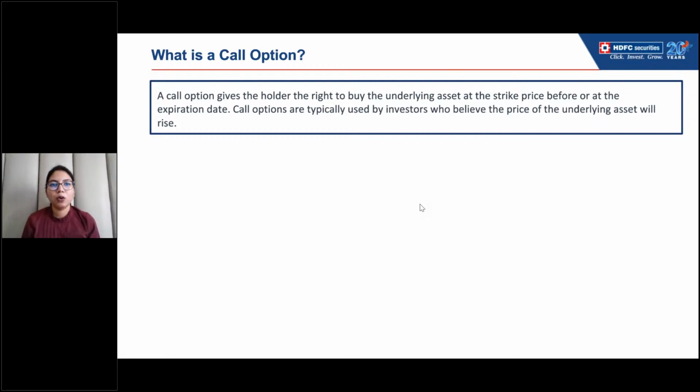A call option gives the holder the right to buy the underlying asset at the strike price before or at the expiration date. Call options are typically used by investors who believe the price of the underlying asset will rise. Okay, so इसमें एक छोटा सा point आपको pick करना है कि when do you buy a call? When a person buys a call, when that person is bullish on some entity. Okay, when you think that particular stock or index or any entity, its price is going to go up, that time you buy a call option. All right, so let's see this with an example.